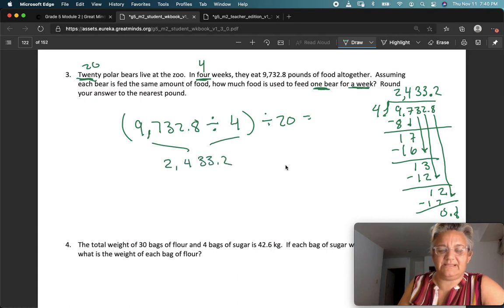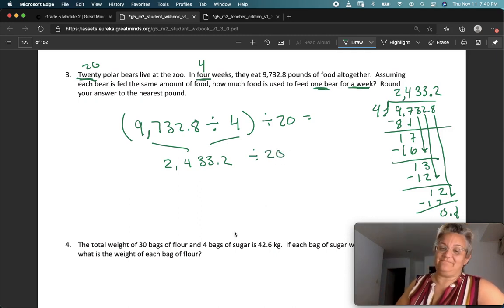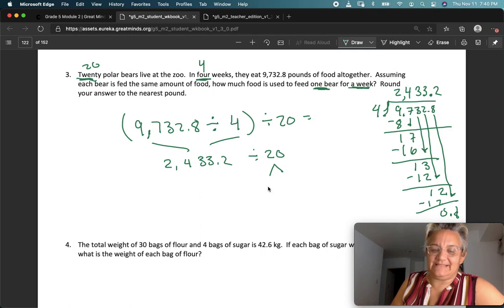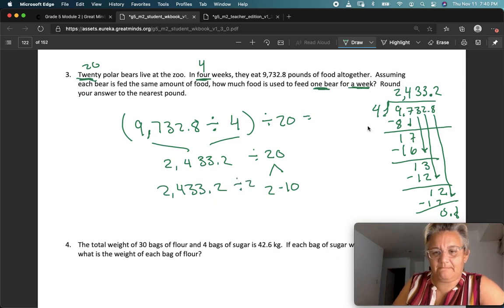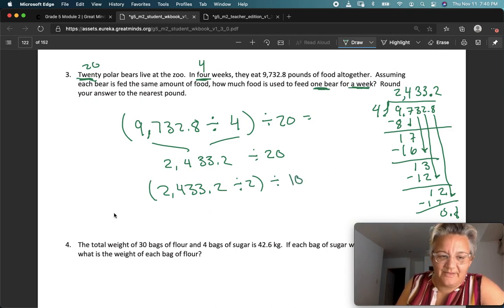This equals 2,433 and 2/10. Now I'm going to divide that number by 20, which is the same as, and I can split this like this, 2 and 10. So let's do that. 2,433.2 divided by 2. Okay, you see what I'm doing there? Divided by 10. Okay, so now I'm going to take this number and I'm going to divide by 2.